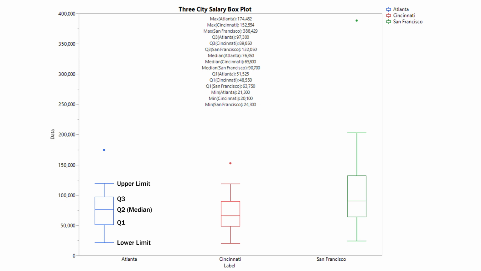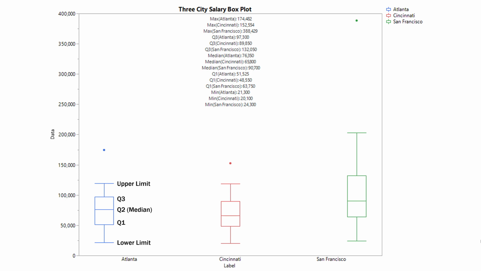For Cincinnati, the outlier is about $155,000. And then the next highest salary is about the same as Atlanta, which is about $120,000. In San Francisco, the outlier is almost $400,000. And then the next highest value is around $200,000.